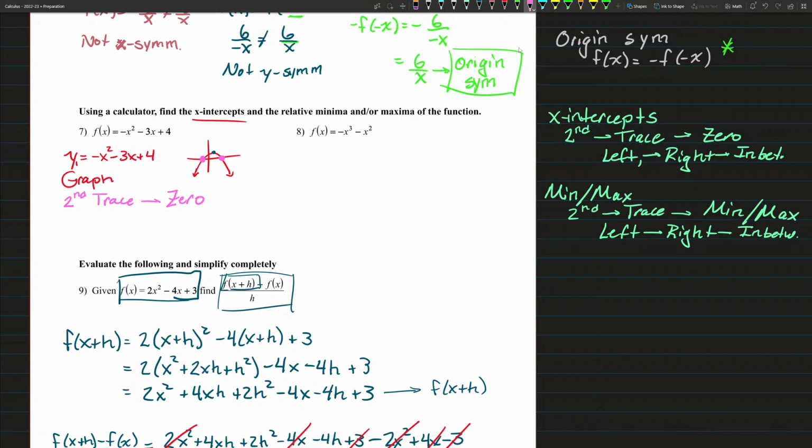Okay. And then it's going to ask us 3 questions. It's going to ask us left bound, right bound, and guess. For left bound, we just take our cursor and go to the left of this point. So we'd go somewhere down here. For the right bound, we would take our cursor and go somewhere to the right and hit enter. And then we would go in between and hit enter.